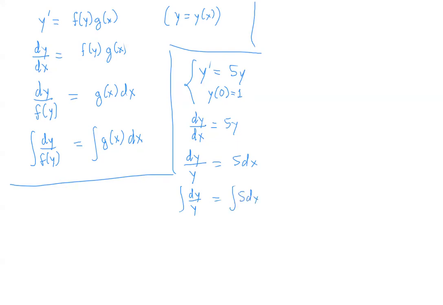This is where you need to know your integration, and you get ln of absolute value of y is equal to 5x plus c. And again, you may ask, why do we put c on the right and not on the left? It's not a big problem, but there is still a reason why I'm doing this. The reason is that I wish to actually solve for y.